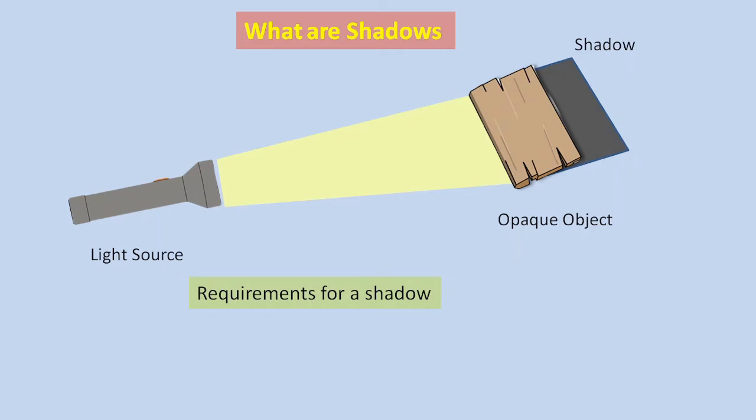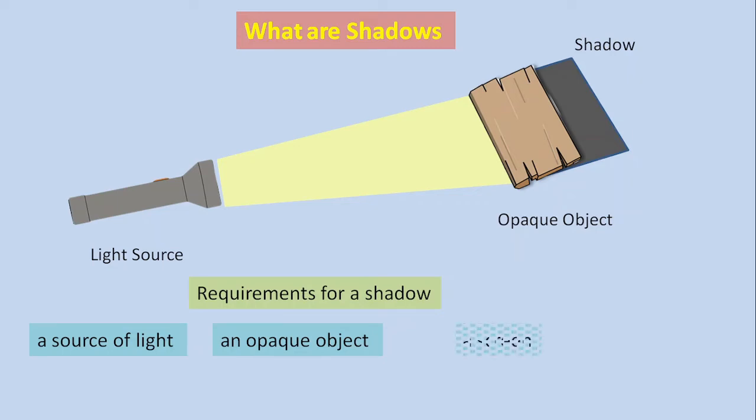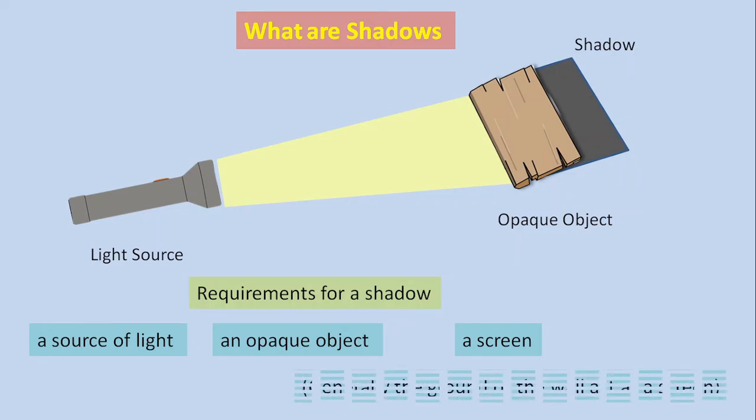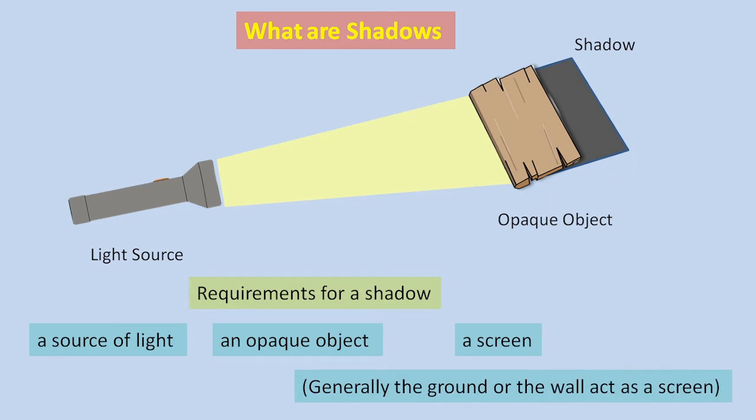Requirements for a shadow. To obtain the shadow of an object, we need three things. First is a source of light. Second is an opaque object. And third is a screen. The screen is just a surface on which shadow appears. Generally, when we are in sunshine, ground or walls of buildings act as a screen for shadow.